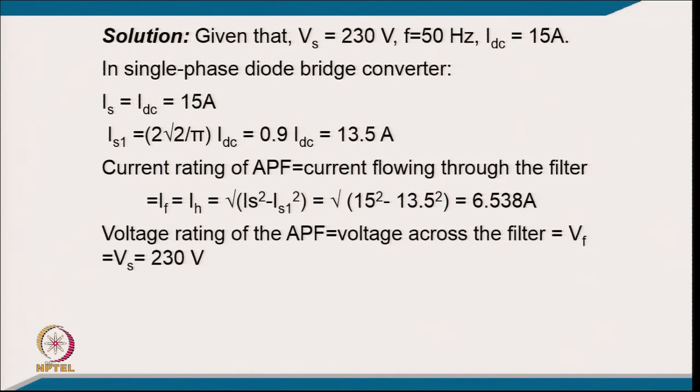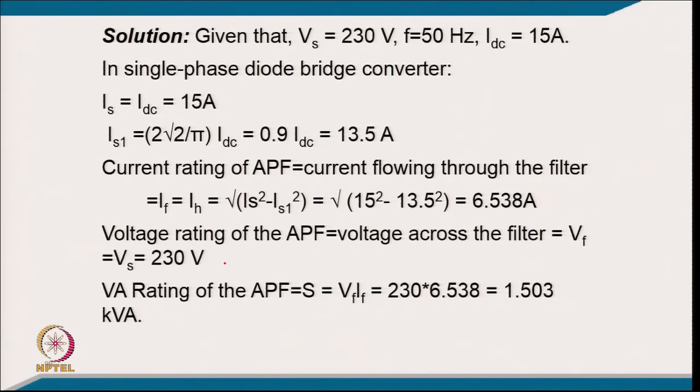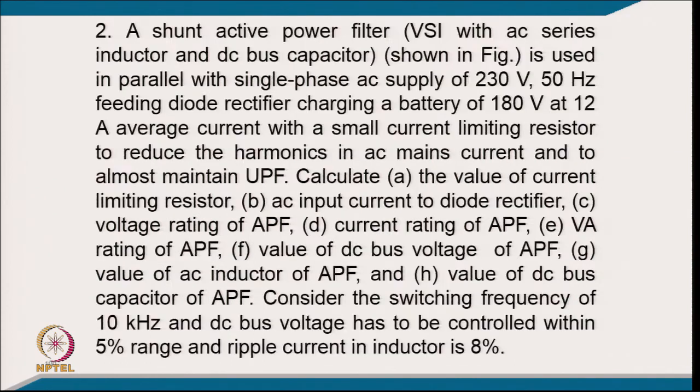The voltage rating of the shunt active filter is the same as the load, so that is 230 volt, and the VA rating of this shunt active filter, VF, will be 230 into the active filter current 6.538. So, it comes to 1.503 kVA.